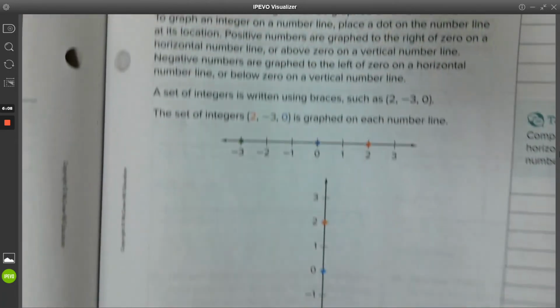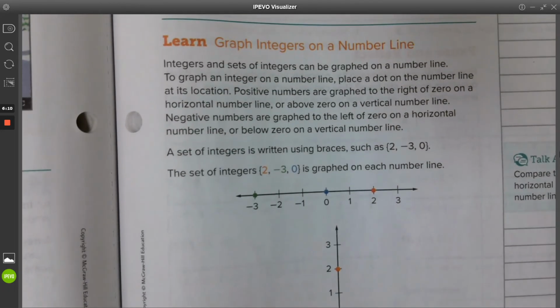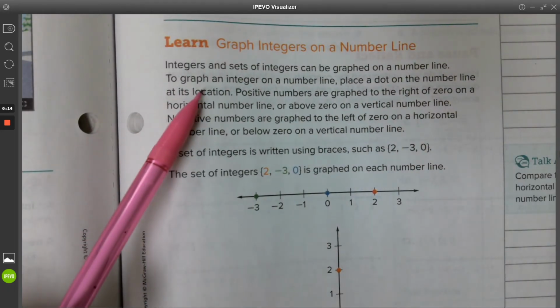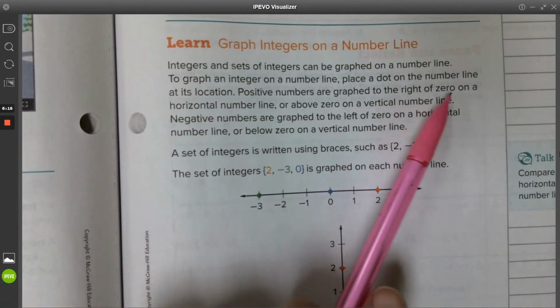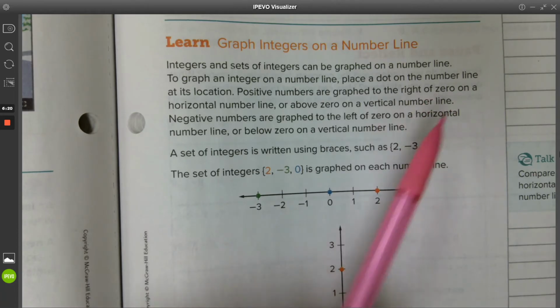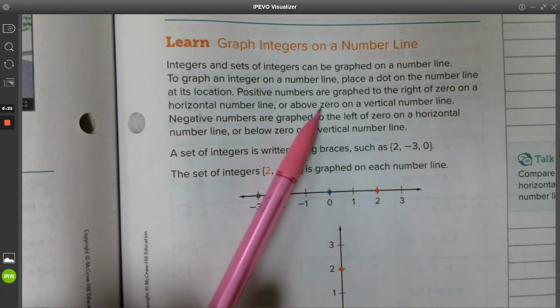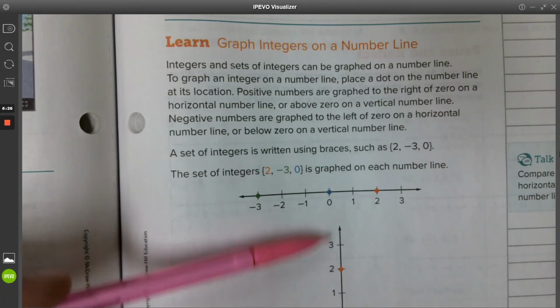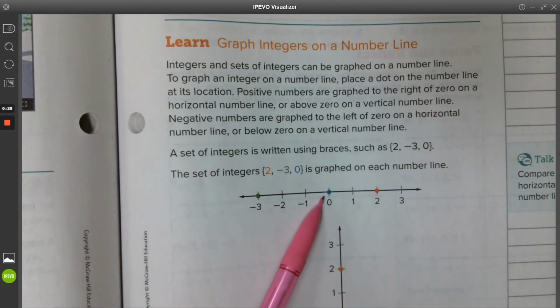All right, so let's talk about graphing integers on a number line. You can have number lines two different ways. To graph an integer on a number line, we place a dot on the number line at its location. Positive numbers are graphed to the right of 0 on a horizontal number line or above 0 on a vertical number line. So if we had a positive 2, it would be here in relation to 0.